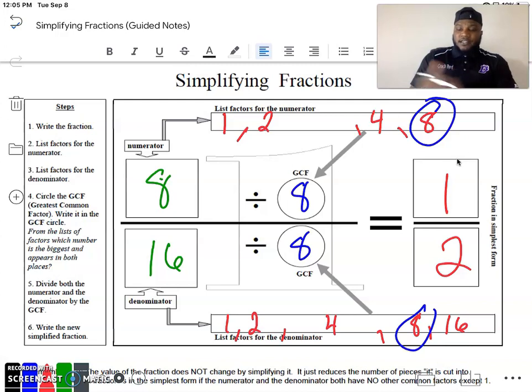8 over 16 and 1/2 is the same fraction. It's just written with different numbers. And so that's how you simplify fractions using the GCF. You write the factors out, find the biggest one they have in common, divide the numerator and the denominator by that factor, and it should simplify it all the way down for you.